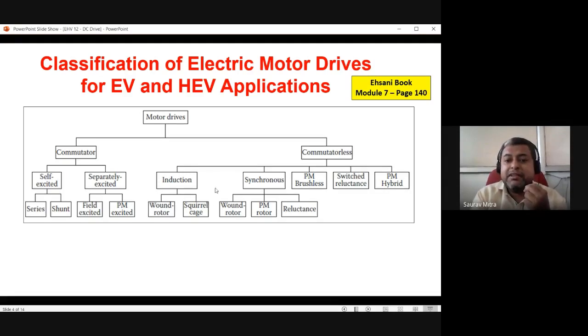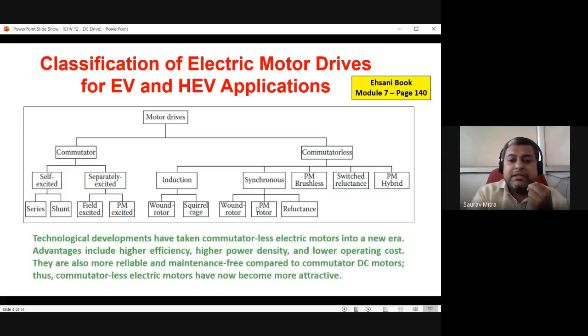The synchronous motor can be divided into three parts: that is wound rotor, permanent magnet, and reluctance. So it is not possible for us to see all of this, but at least four types of motors we will see: DC series motor, induction motor, brushless DC motor, and switched reluctance motor. We will see that.